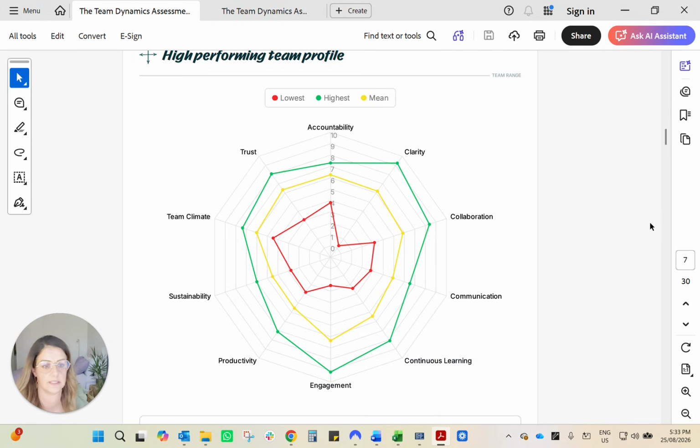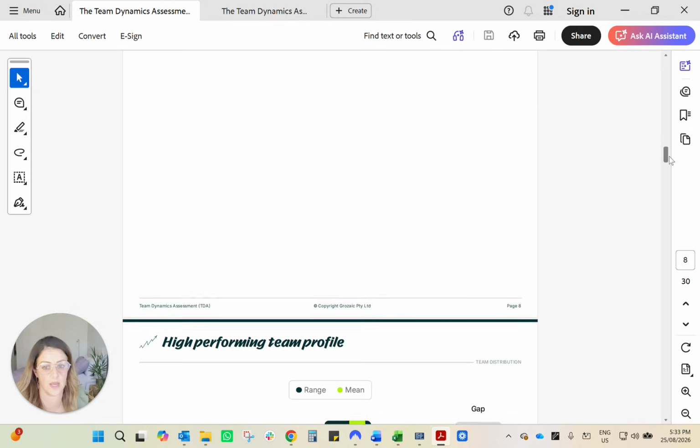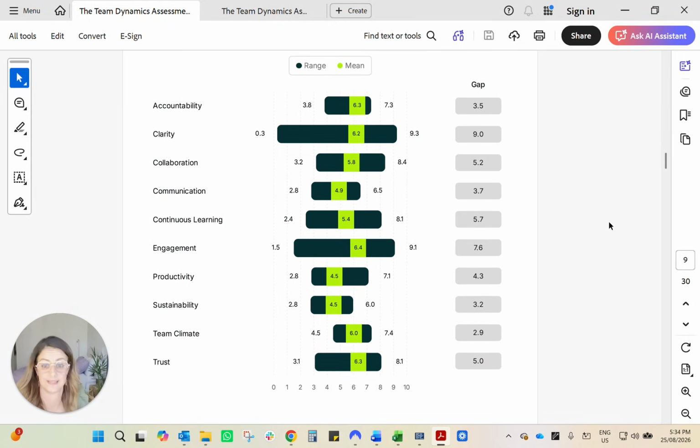So just popping back to this one, I'm going to move relatively quickly just in the interest of time here. We're having a look at this second lens. We're looking again here at the team range and mean. So where is the team relative to each other, and then what's the gap. This is the alignment and misalignment. So we've got some significant misalignment going on, especially in areas like clarity here, with the most aligned pillar being that team climate one that we saw on the spider graph.